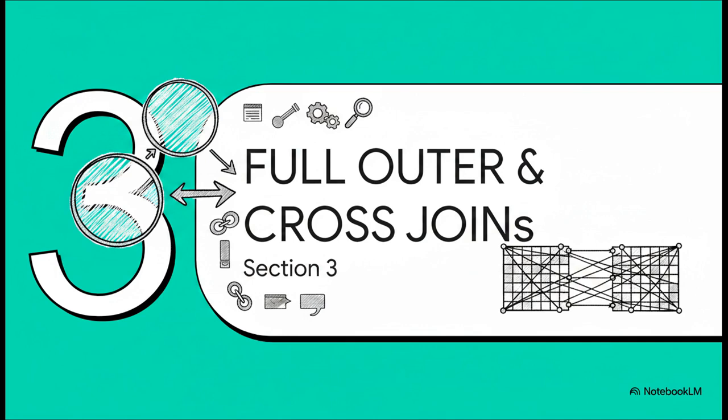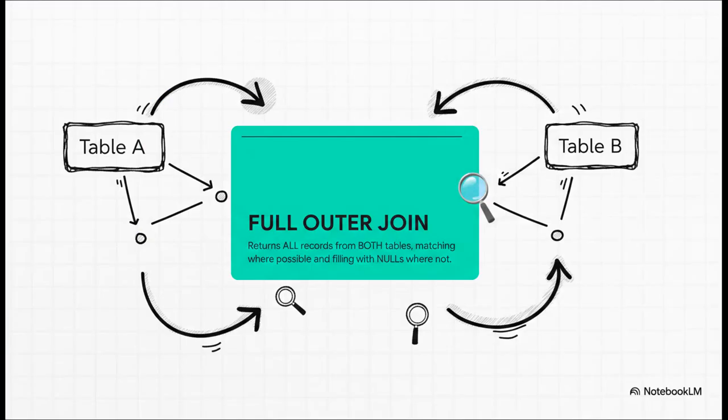These two are all about creating the most comprehensive, all-inclusive datasets you can imagine. Okay, so a full outer join is your go-to tool when you need to see absolutely everything from both your tables. It doesn't care if there's a match or not, it just grabs all the rows from table A, all the rows from table B, lines them up where they match, and fills in the rest with nulls. It's pretty much the most inclusive join you can do.